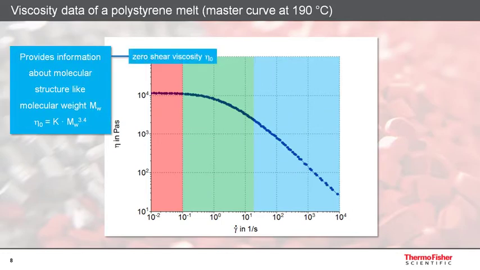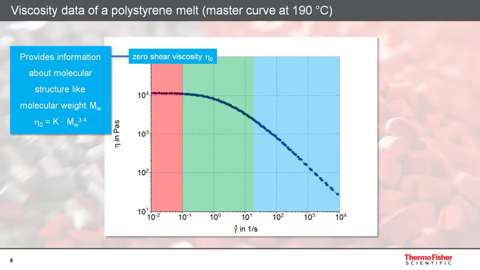At low shear rates, we find the constant so-called zero shear viscosity. For polymer melts, the zero shear viscosity can be used to calculate the average molecular weight when a polymer-specific correlation factor is known.